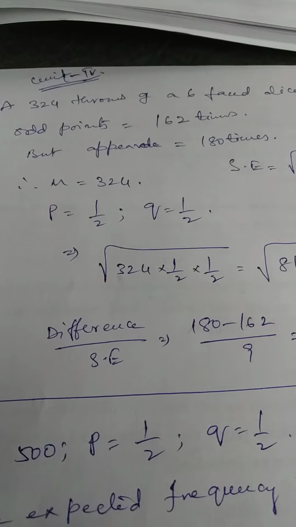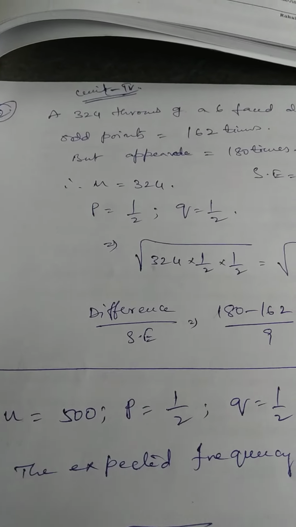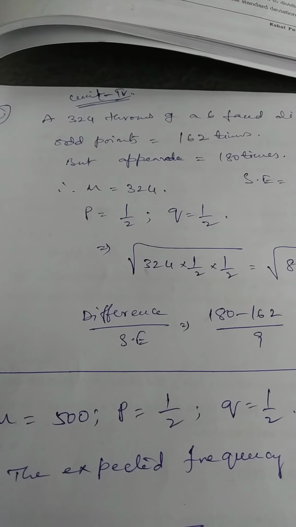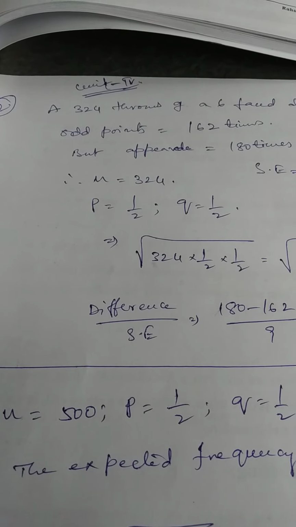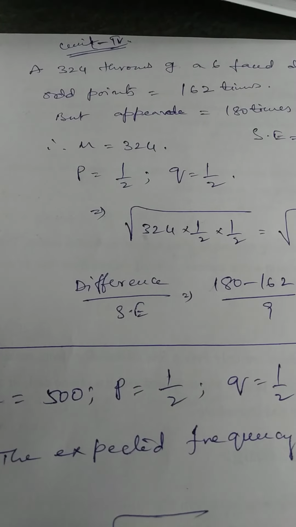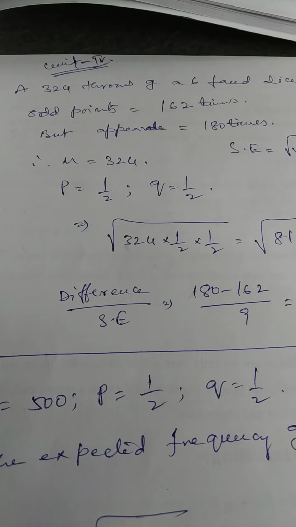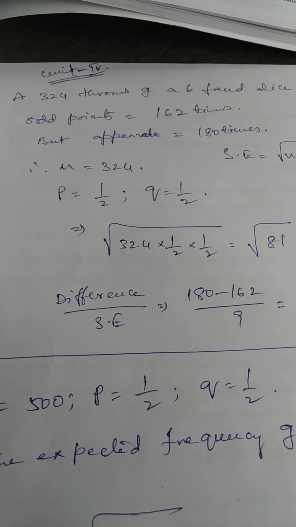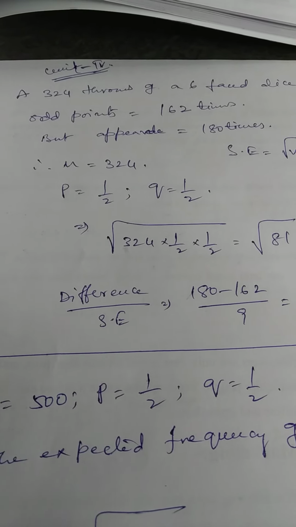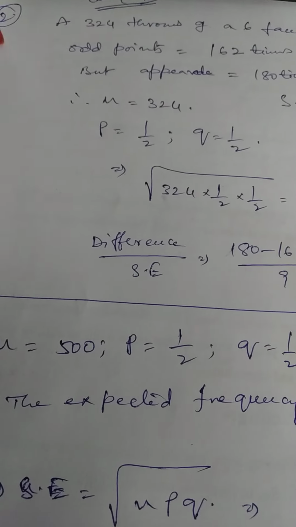Coming to the standard error problems in Unit 4 of your research methodology, that is calculations of standard errors. In the second problem, it was given that a 6-faced dice, I think you will be knowing, will have 1, 2, 3, 4, 5, 6 digits. When you throw a 6-faced dice 324 times, odd points appeared 180 times. Would you say that the dice is fair at 5% level of significance? This is the question asked.